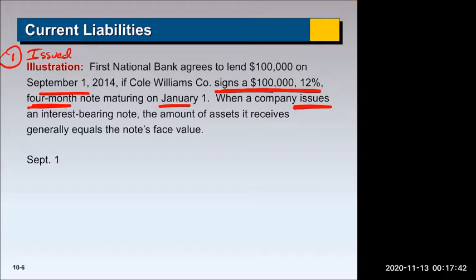When a note is issued, we're just borrowing. We're going to the bank and we're borrowing money. So what are we getting? We're getting cash and we're signing a note, signing a contract saying that we're going to pay back. So I'm going to debit cash, credit note payable. My cash is going up, my assets are increasing because I'm getting cash from the bank, and my notes payable is also going up. That's when the note is issued.